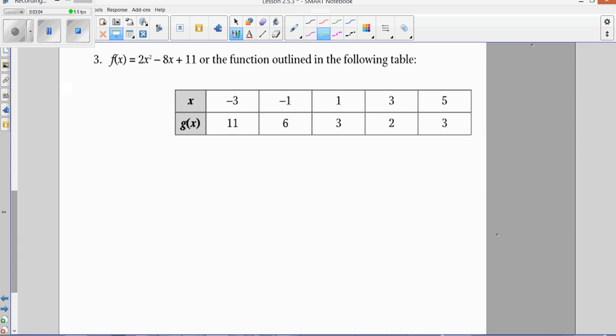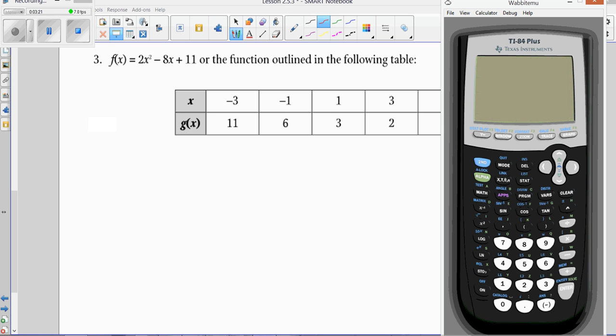Now, the last one, number 3. So number 3 gives you a function in standard form. That's f of x, and g of x is actually a table. So with this, what you're going to have to do is, for the f of x, you're going to have to figure out your function either by doing it by hand or doing it in your calculator. So again, for me, all right, I'll show you using the calculator what you're going to do. You plug it into your y equals here. All right, so we go on here. We're going to go 2x squared minus 8x plus 11.